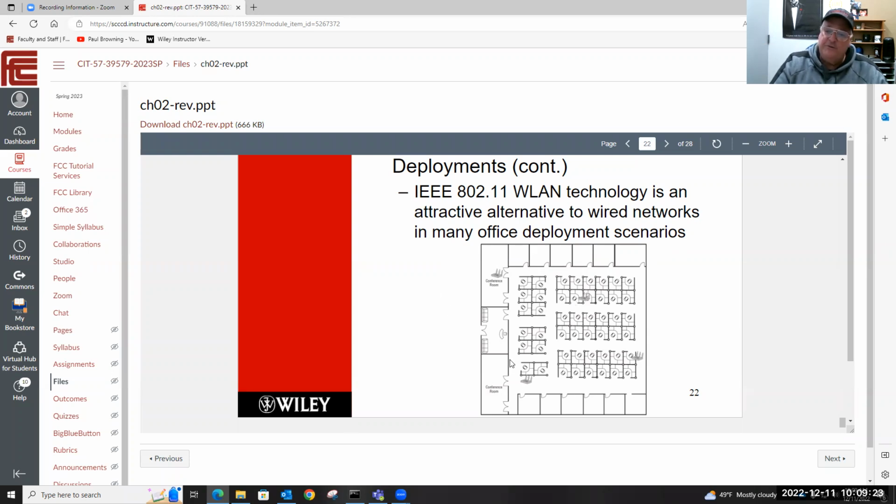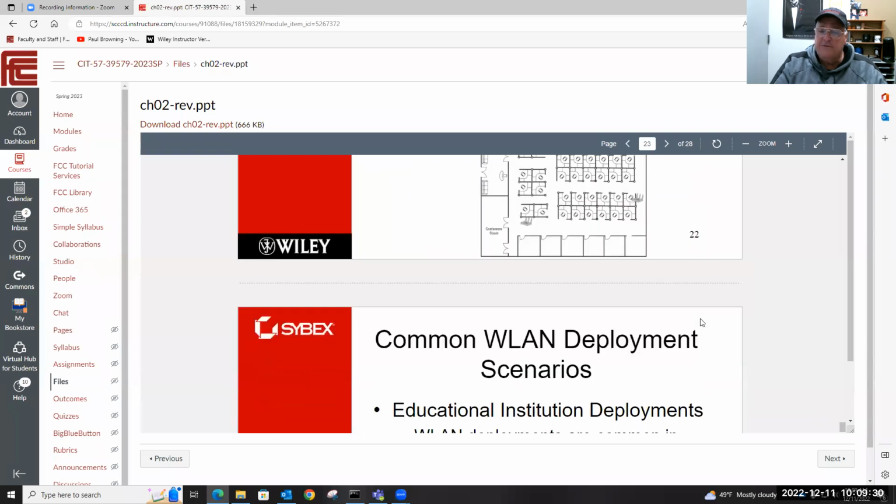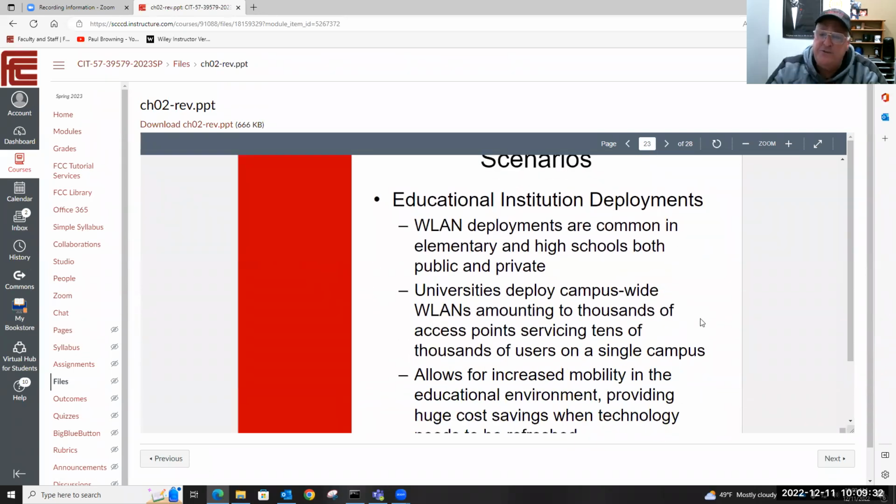This one's maybe a little further, okay? But do you have some gaps in some of these areas, okay? So that's a really good question about deployments in an office scenario, perhaps, okay? In educational institutions, again, do we cover every single building?